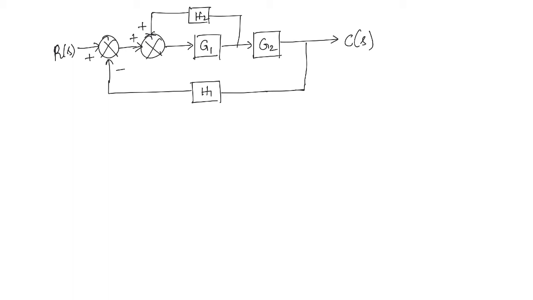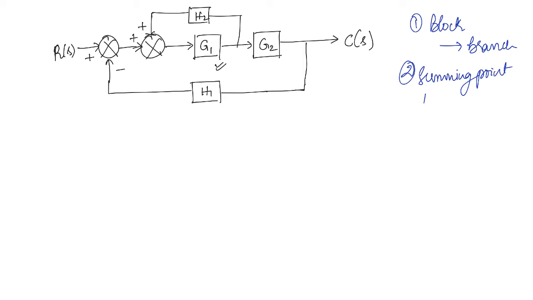We saw that in the block diagram, whatever block is there is represented by a branch in the signal flow graph. So a block in a block diagram is represented by a branch, and summing points as well as takeoff points are represented by nodes in the signal flow graph. So we will see how to convert this now.